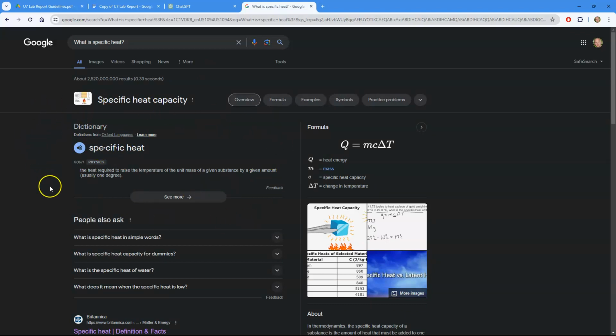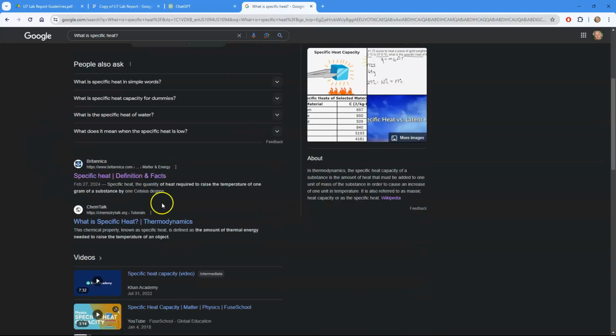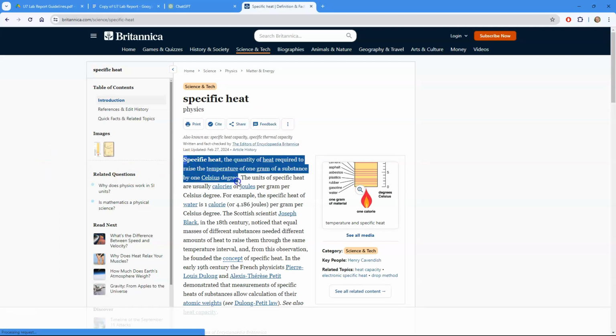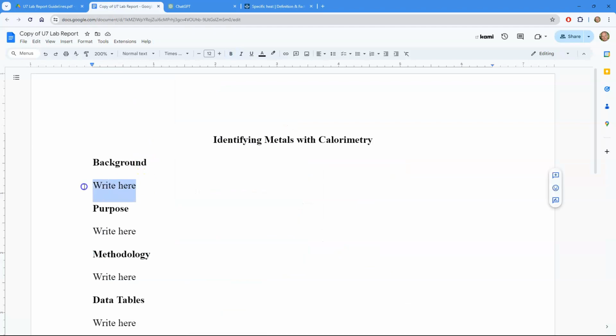Okay, so I don't want to grab this one right here. This is just straight from Google. So I want to find an actual web page that has information about specific heat. So let's take this first source here from Britannica. And here we go, first sentence. Specific heat is the quantity of heat required to raise the temperature of 1 gram of a substance by 1 Celsius degree. Okay, so let's take that and go to the background section.